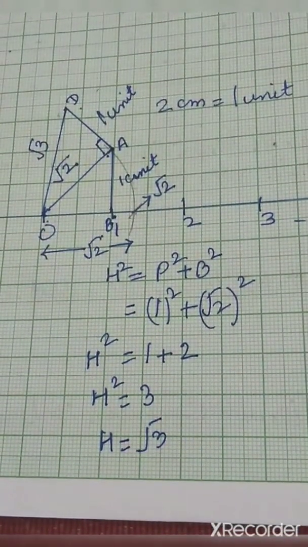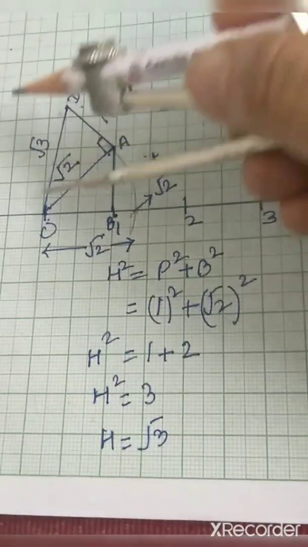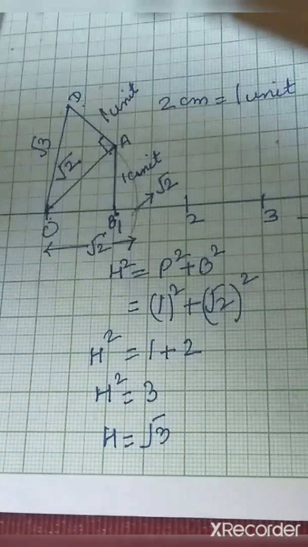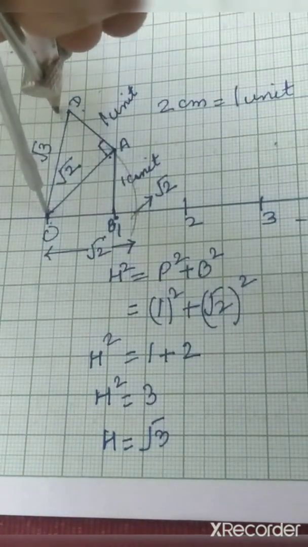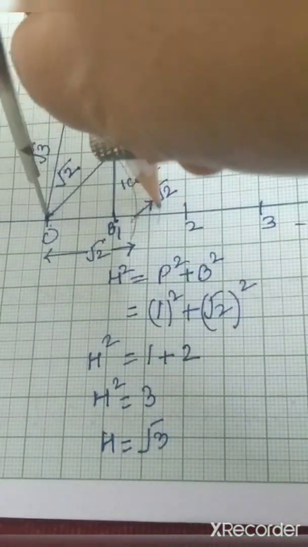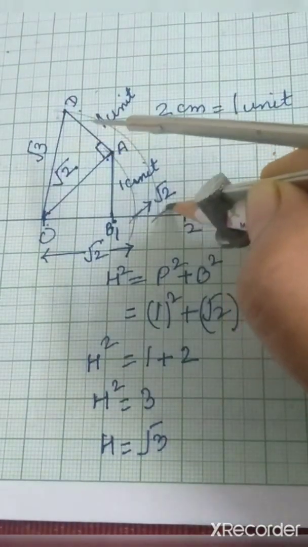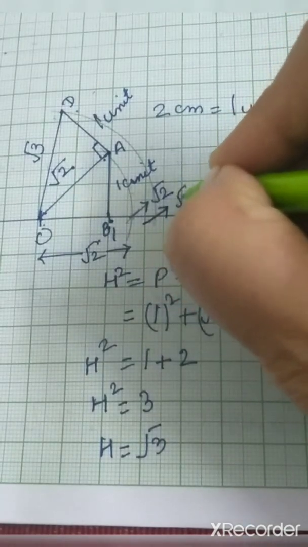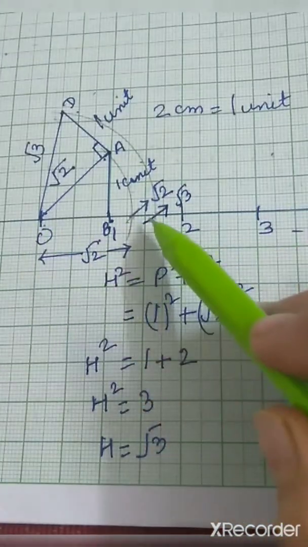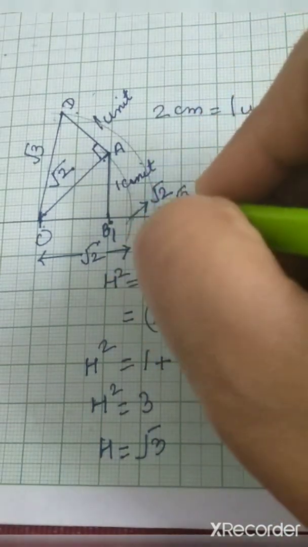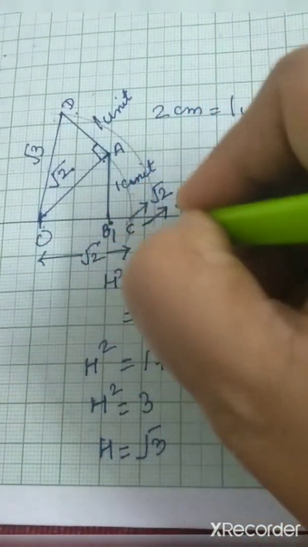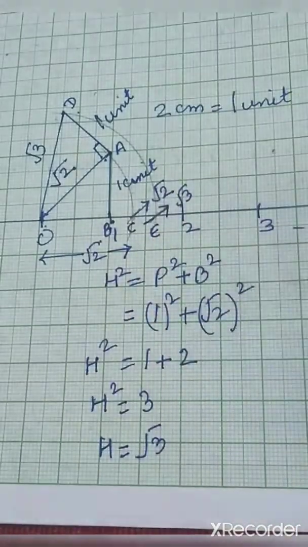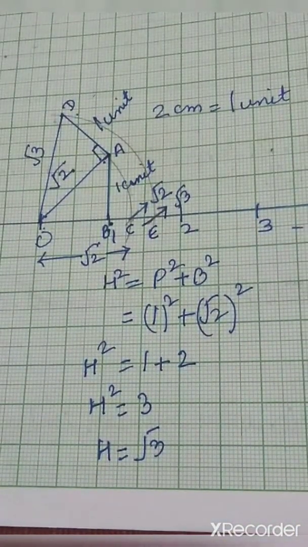Now we will open a compass with radius OD and cut an arc on the number line, just as we have done in the previous case. Wherever it cuts the number line, that will be the value of root 3. Let this point be E. OE is root 3. This is how you represent root 3 on the number line.